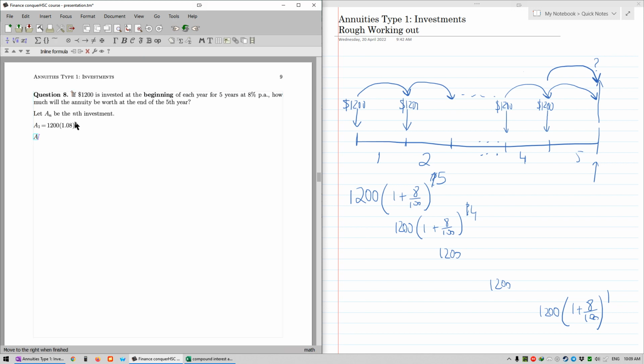So now we look at the second deposit, it is an annuity, right? The second one will compound for 4 time periods. So it's going to be 1200 times 1.08 to the power of 4, because this is the second investment. How much is it going to compound? It's going to compound 4 times. It spends 4 years with the bank, and therefore it compounds 4 times. And we just continue in a similar vein.